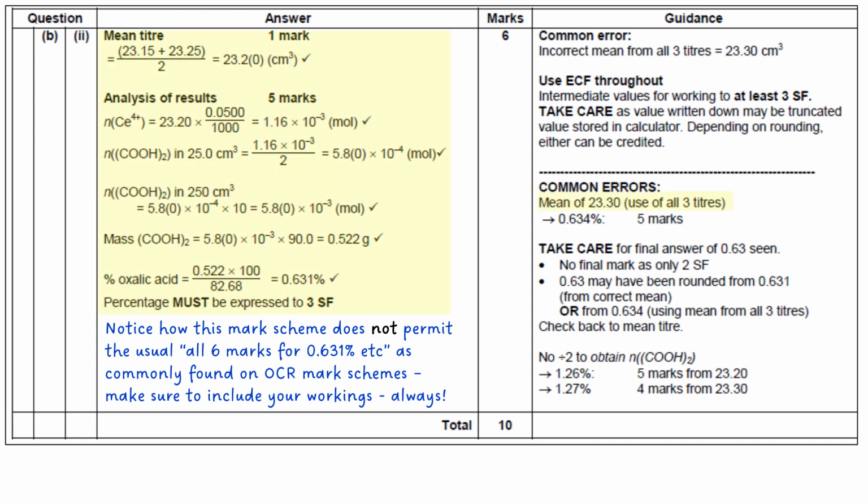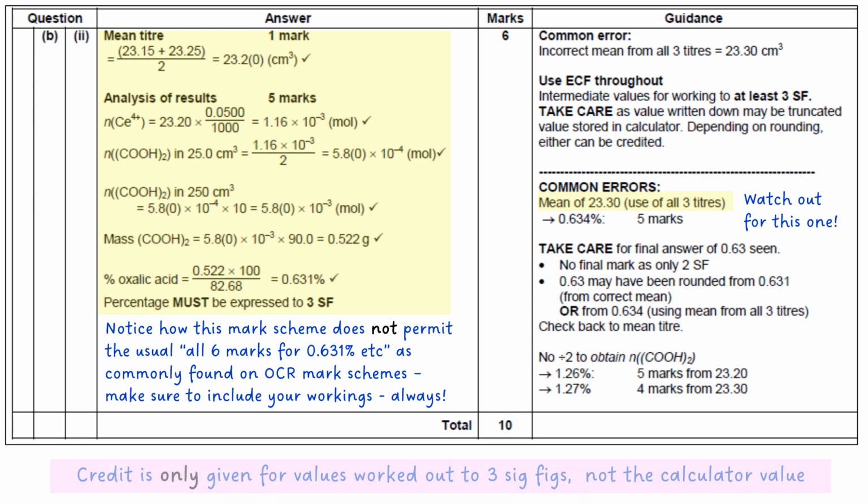A common mistake, not necessarily because people don't know what they're doing, but more because they're under a lot of pressure in an exam and it's easy to forget to do this, is to actually use all 3 titres, so watch out for this one. Credit is only given for values worked out to 3 sig figs because they told you that you have to use an appropriate number of significant figures and they want you to work out that it's 3 sig figs.